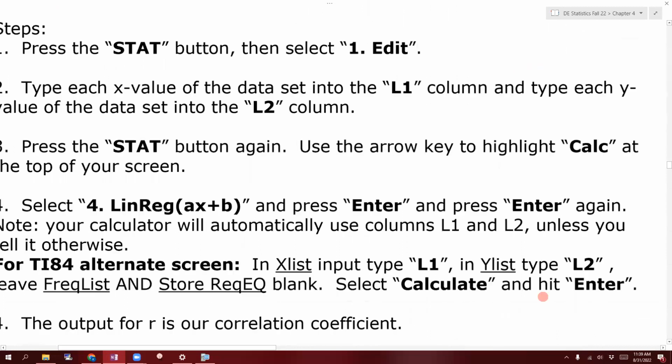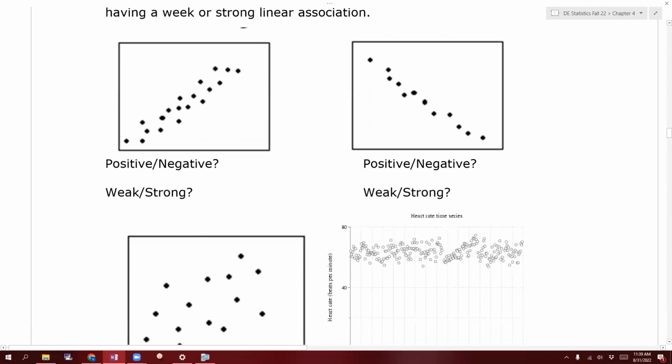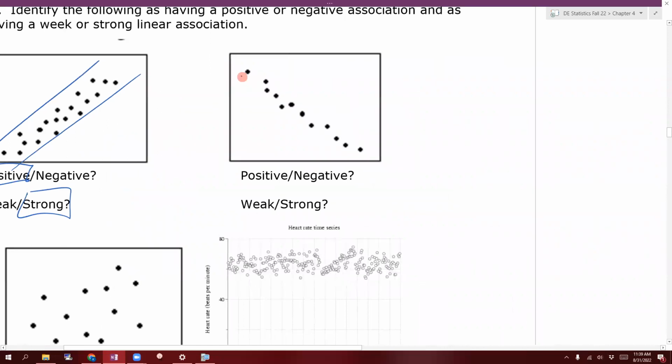So let's go through and get an idea of what different types of relationships would be. So we have these first two, and you can see that these are positive because both of those guidelines are pointing up, and that's a very narrow band. So that would be a strong positive association. Here, both of those are negative. It is also strong. It's actually stronger than our positive one because those two guide bands or guidelines are closer together.